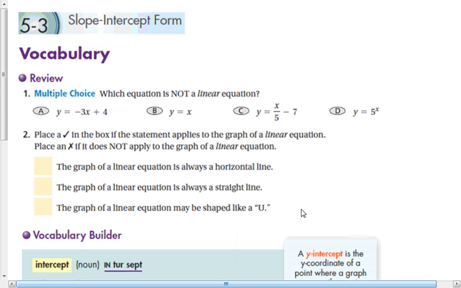Hey students, this is lesson 5.3. We're going to learn how to write equations using slope-intercept form, and we're going to learn how to graph linear equations in slope-intercept form. Go ahead and do this review and I'll check back with you.